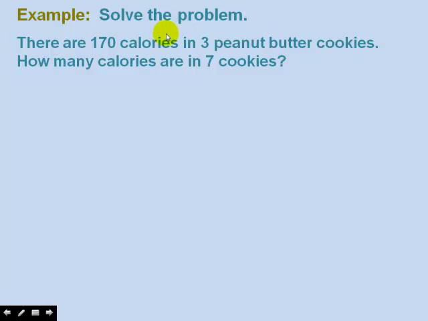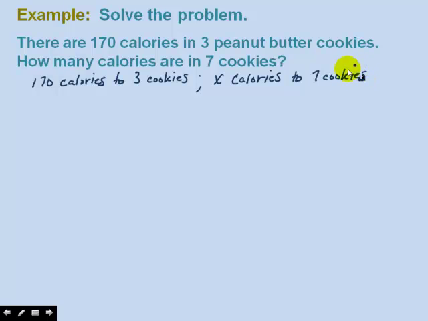In this one, the ratios we set up will be talking about calories to cookies. So this will actually be more of a rate because the units aren't going to match. We're having calories and cookies instead of something like calories and calories. For our first ratio, we have 170 calories to 3 cookies. And for our other ratio, we have an unknown number of calories because it's asking us how many. So let's call that x, since that's our one unknown quantity. So in this one, we have x calories to 7 cookies.